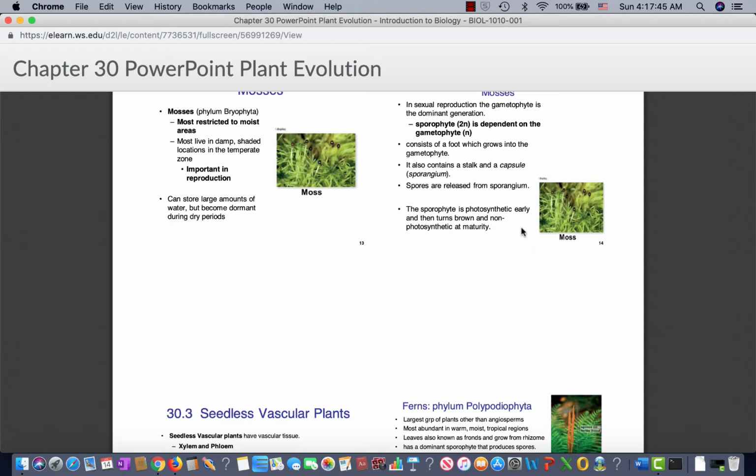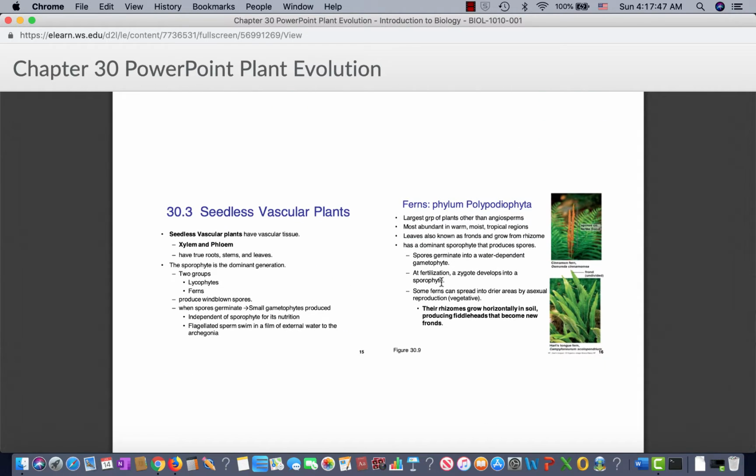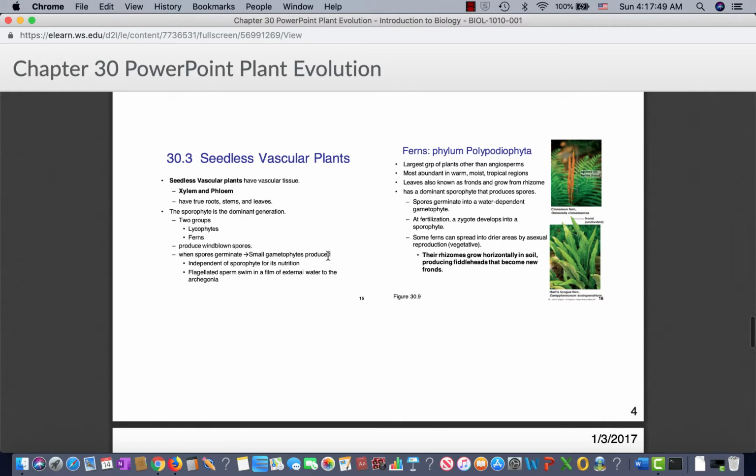Then spores are released from the sporangium, and the sporophyte is photosynthetic early and then turns brown and non-photosynthetic at maturity. The seedless vascular plants have vascular tissue, so you've got your xylem and phloem, which we talked about before. They have true roots, stems, and leaves, and the sporophyte is the dominant generation. You've got two groups, your lycophytes and ferns.